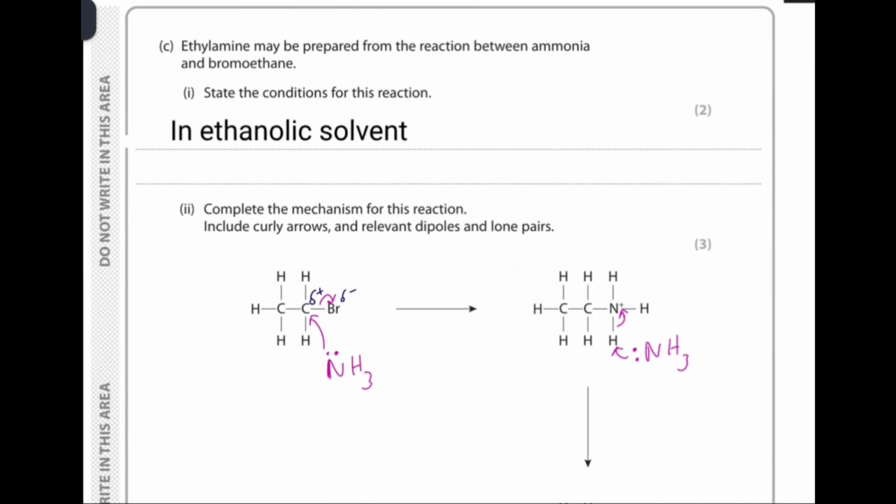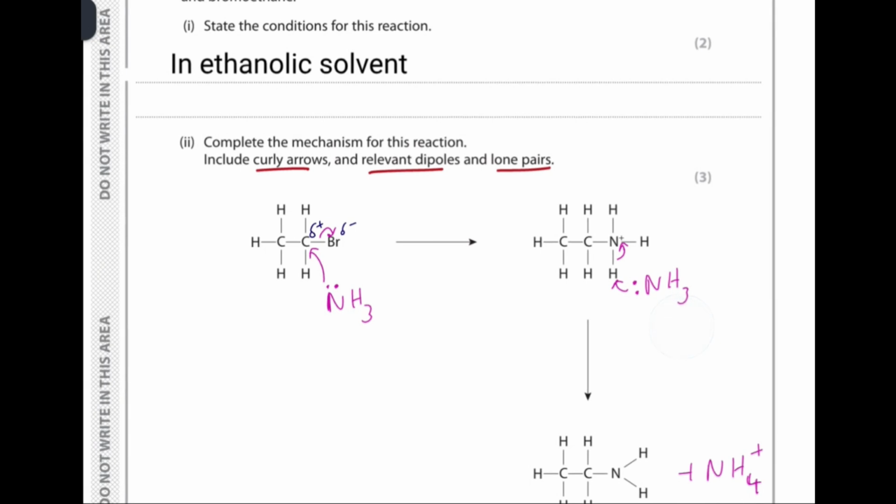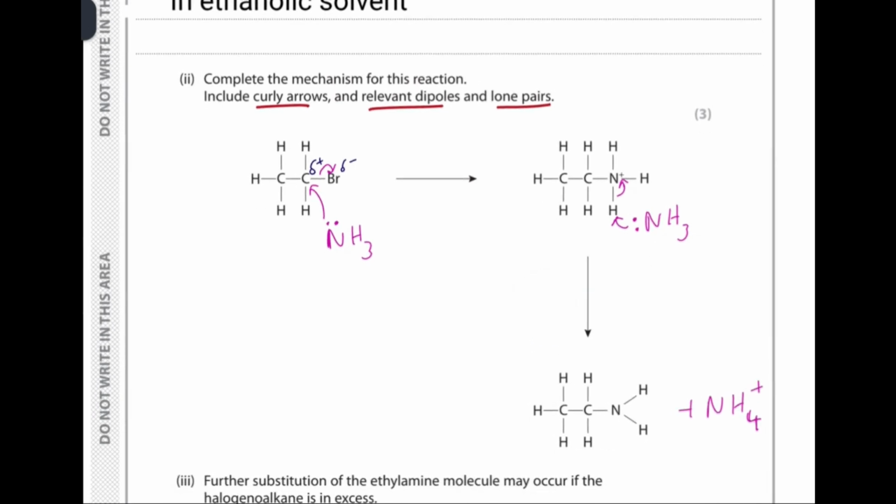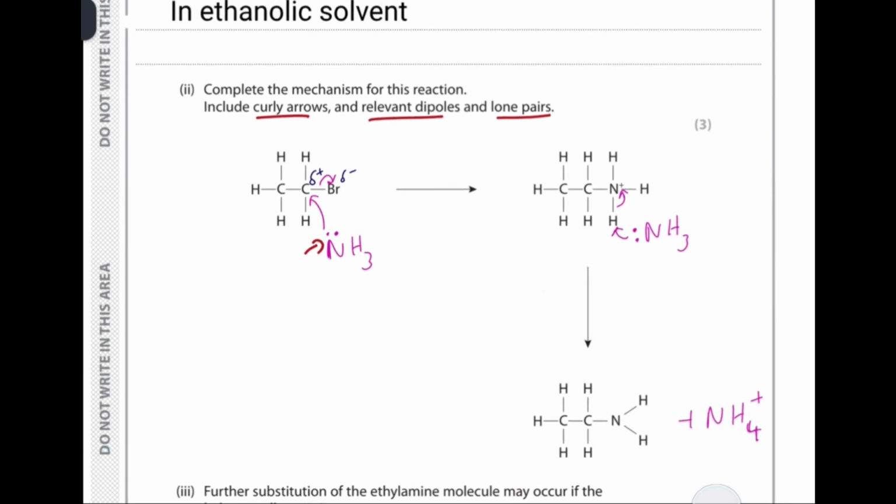In Roman 2, complete the mechanism for this reaction. Include curly arrows, relevant dipoles, and lone pairs. Right? You should keep these in mind. So NH3 has a lone pair, so it attacks the carbon in the compound and replaces the bromide ion. Once it is replaced, the nitrogen is electron deficient, so it is positively charged.